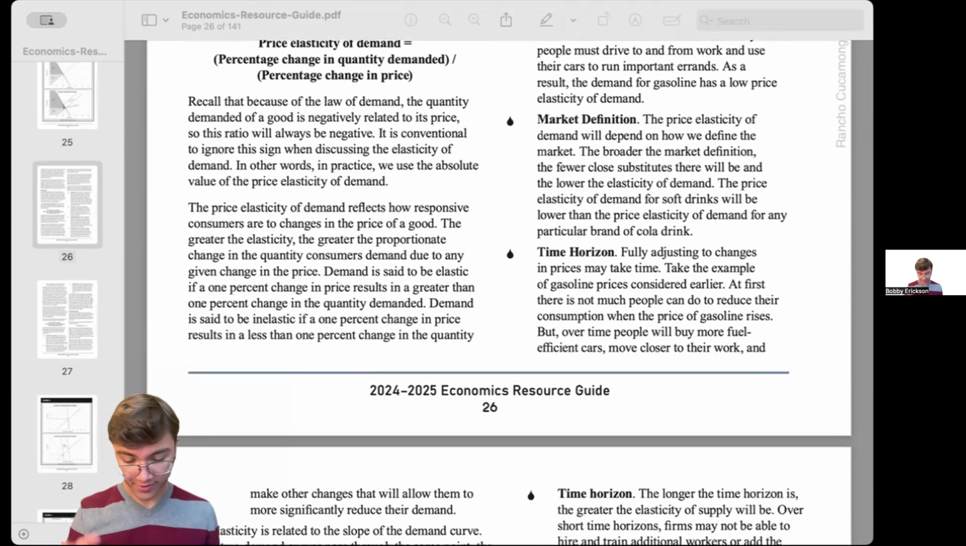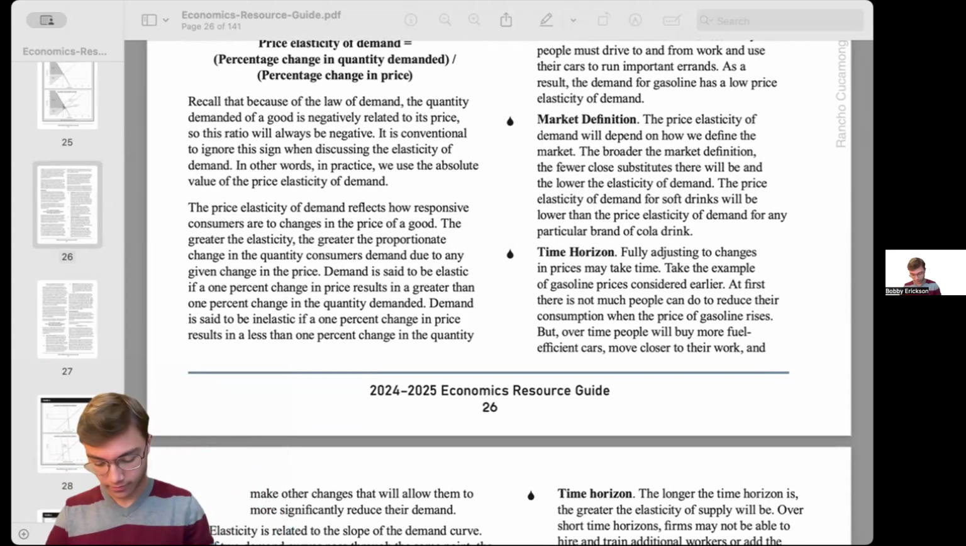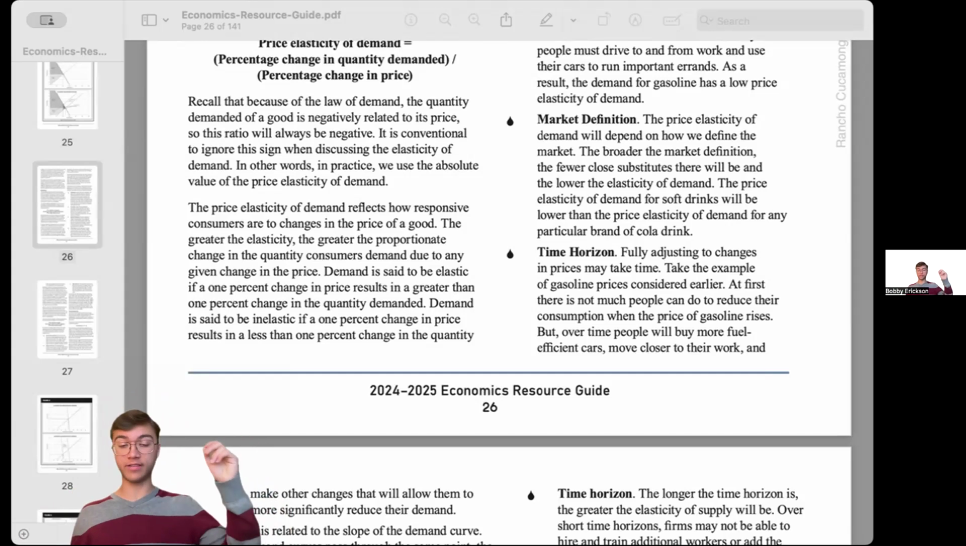And then we have time horizon. If we have a short amount of time, people are unable to change their tendencies as quickly because they have less time. So in the short run, if gasoline prices skyrocket, people won't have much time to adjust and stop buying gas. And so the demand will be inelastic, because the percent change in the quantity demanded of gasoline is going to be less than one relative to a 1% increase in price.